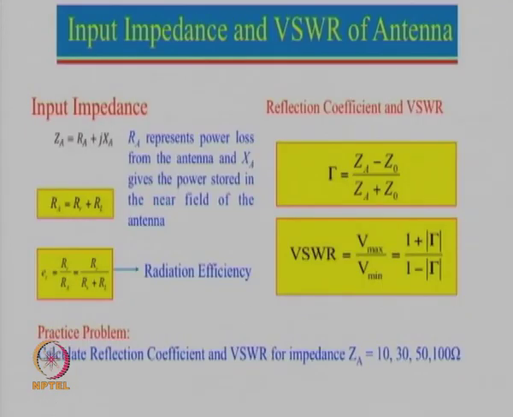Then we looked quickly at input impedance. Input impedance can be a complex quantity, which can have a real part as well as an imaginary part, and from there we looked into how we can calculate the reflection coefficient, which actually tells us the reflected power, and then from the reflection coefficient we can also define VSWR.